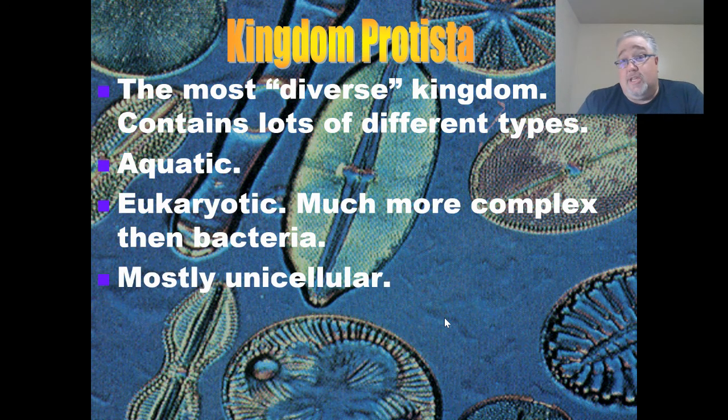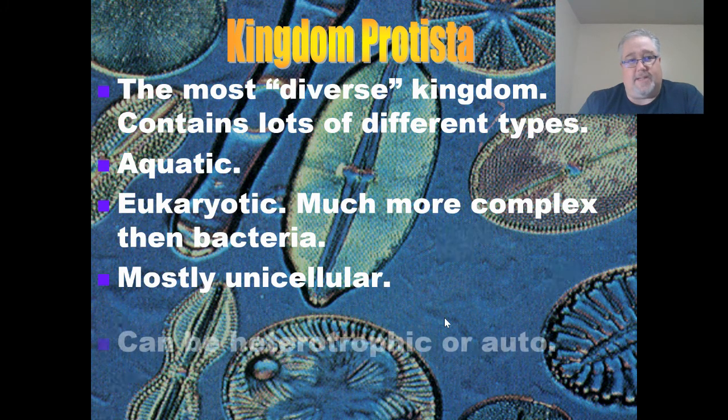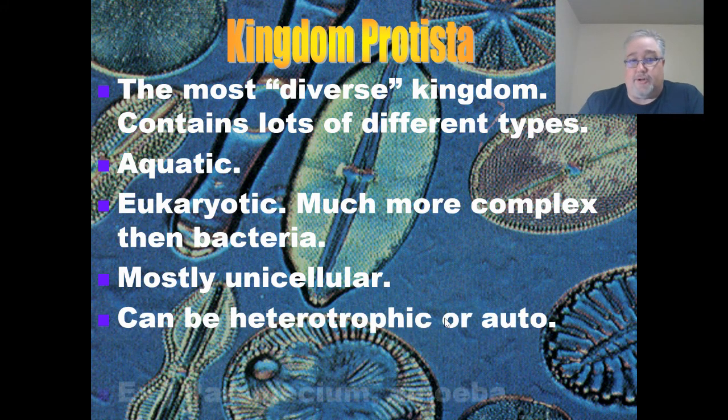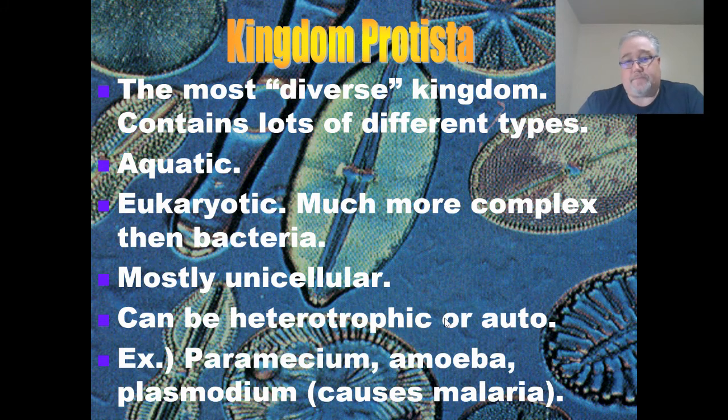Again, protists are mostly unicellular. There are a couple of multicellular protists, but most of them are unicellular. They can be heterotrophs, they can be autotrophs. There are a couple of examples. Maybe you've heard of things like paramecium before, amoeba, plasmodium. This is kind of an interesting protist.